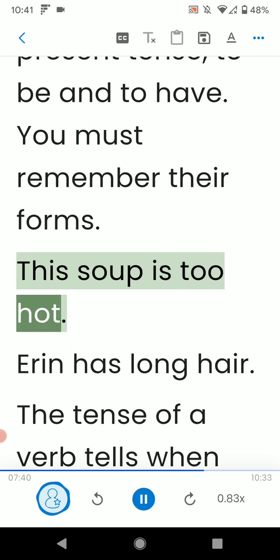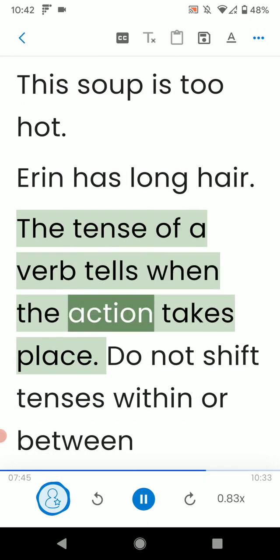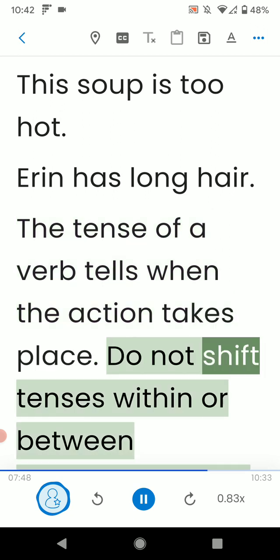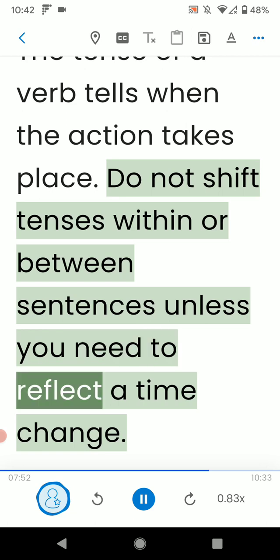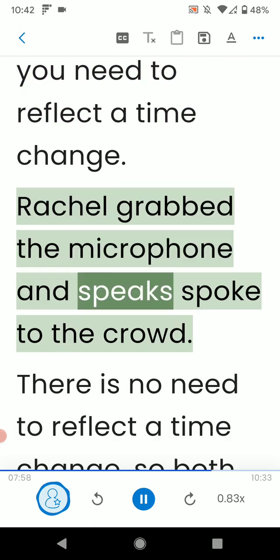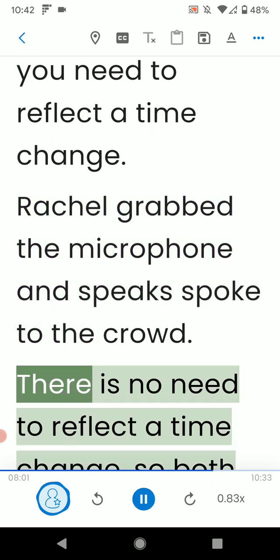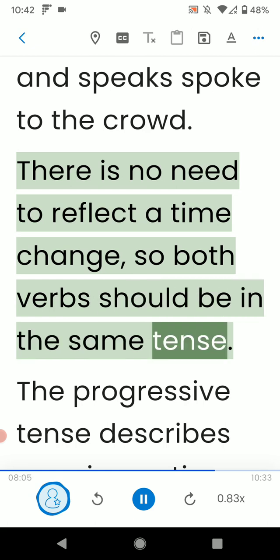The soup is too hot. Aaron has long hair. The tense of a verb tells when the action takes place. Do not shift tenses within or between sentences, unless you need to reflect a time change. Rachel grabbed the microphone and spoke to the crowd. There is no need to reflect a time change, so both verbs should be in the same tense.